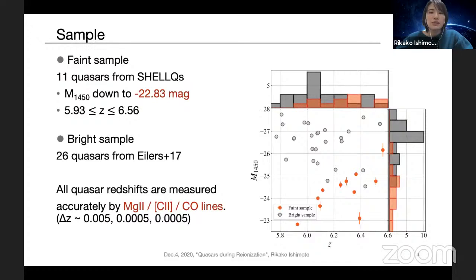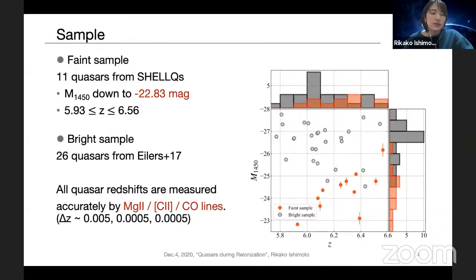So our sample for the measurement of the proximity zone consists of 11 quasars from SHELLQs and 26 quasars which were used in Eilers et al. 2017. Hereafter, I call these 11 SHELLQs quasars the faint sample and the other 26 quasars the bright sample. In this figure, I show the distribution of the absolute magnitude and redshift. The orange dots and gray dots represent the faint and the bright sample. As you can see, the absolute magnitudes of the faint sample go down to -22.83, significantly fainter than those of earlier studies.